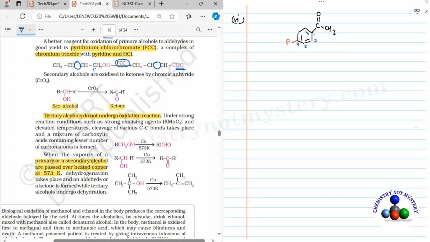So let's examine these examples. Here, this is the primary alcohol. When it is heated over copper, you will get aldehyde. And here, this is secondary alcohol. When it passes over heated copper, it gives ketone. And here there is tertiary alcohol. When it is passed over copper, it undergoes dehydration, means the removal of water molecule, and it results in alkene. While primary and secondary alcohol undergo dehydrogenation, means the removal of hydrogen, and results in aldehyde or ketone. Now get back to the chapter of aldehyde.